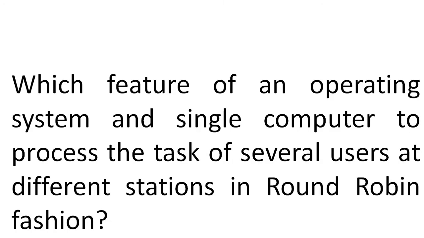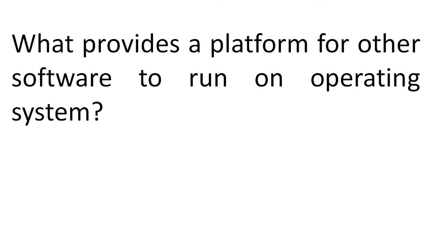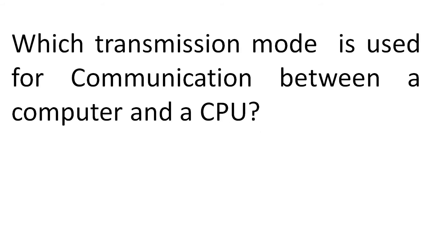Next one. Which feature of an operating system allows a single computer to process the tasks of several users at different stations in round robin fashion? The correct answer: time sharing. Next one. What provides a platform for other software to run on an operating system? The correct answer: software.